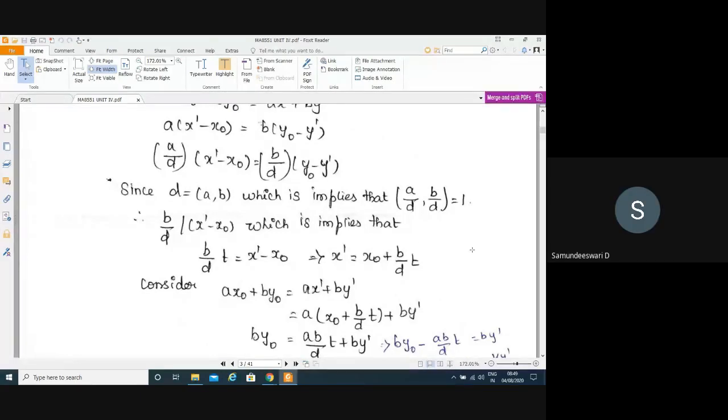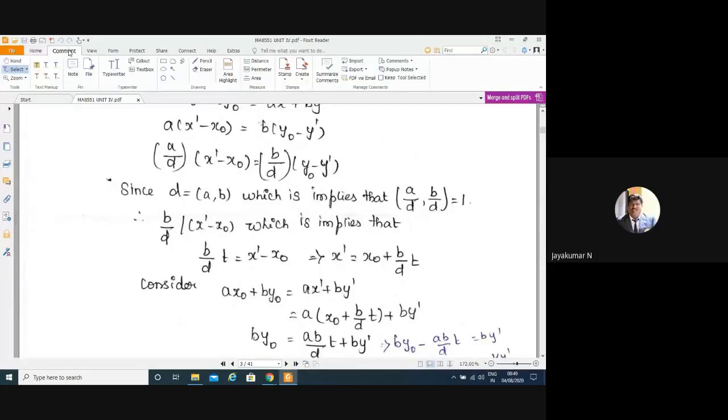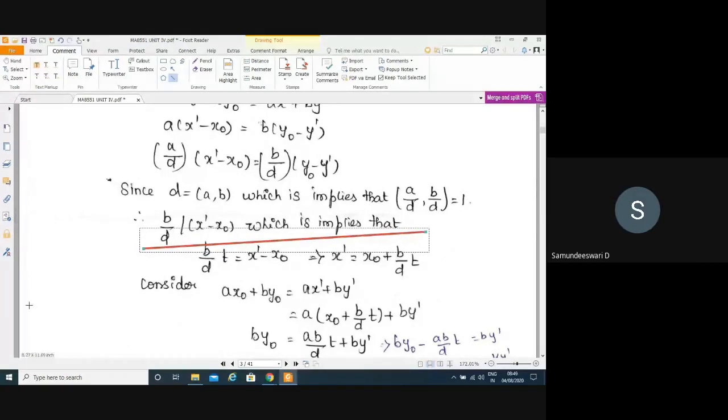Here we write that result: b by d divides x dash minus x naught. If it divides, then it implies that b by d into t equals x dash minus x naught. I already told you that if it divides, you have to write it as some integer times that term. So b by d into t equals x dash minus x naught, which implies x dash is x naught plus b by d into t.